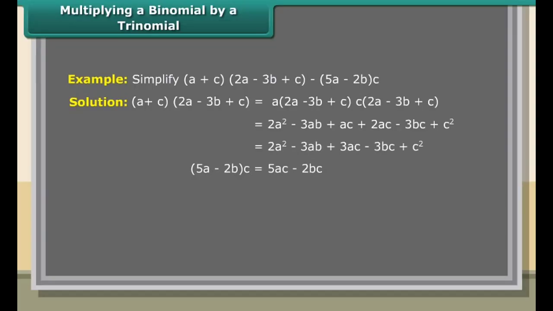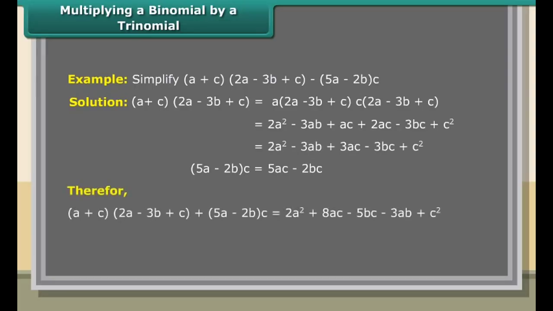(5a - 2b)c is equal to 5ac - 2bc. Therefore, (a + c)(2a - 3b + c) + (5a - 2b)c is equal to 2a² + 8ac - 5bc - 3ab + c².